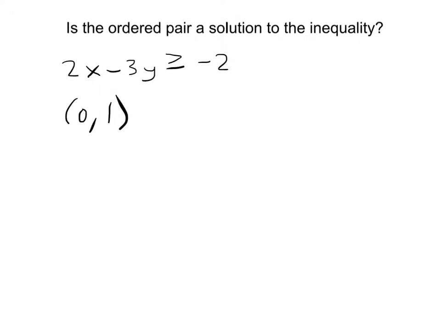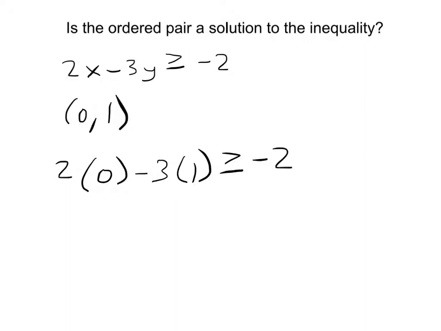You will have a few problems that will ask you this. You're going to have to do a problem just like this. Is the ordered pair a solution to the inequality? So we have 2x minus 3y is greater than or equal to negative 2. The point is 0, 1. We're going to fill in 2 times 0 minus 3 times 1 is greater than or equal to negative 2. 0 minus 3 is greater than or equal to negative 2, or negative 3 is greater than or equal to negative 2.